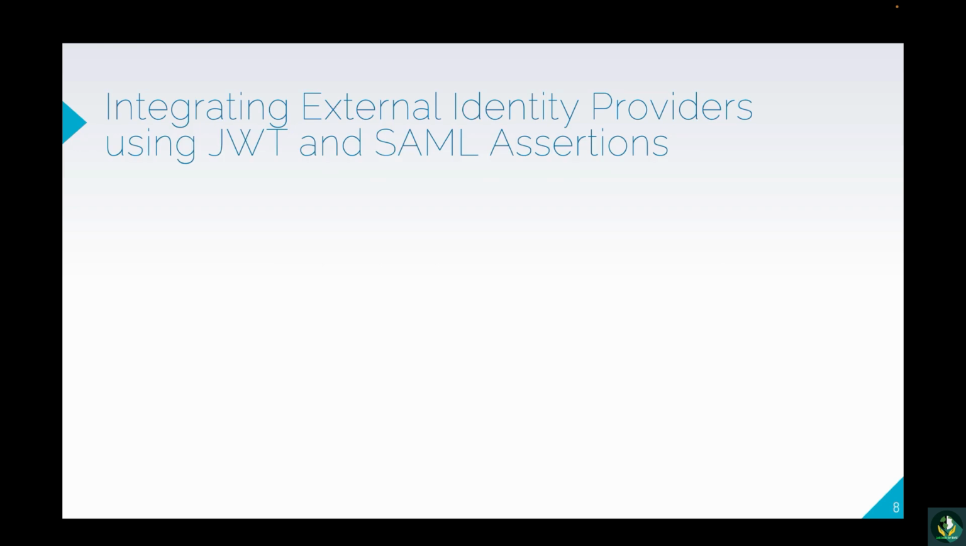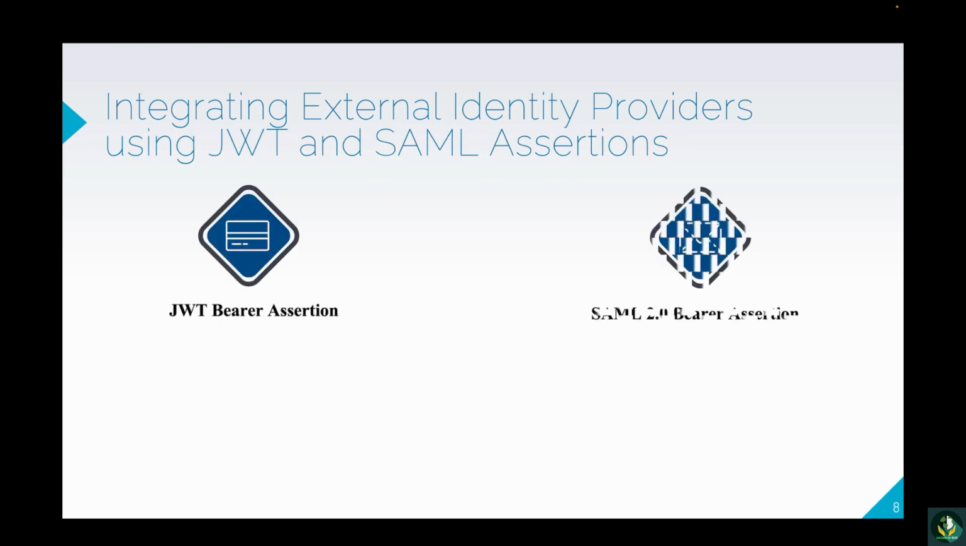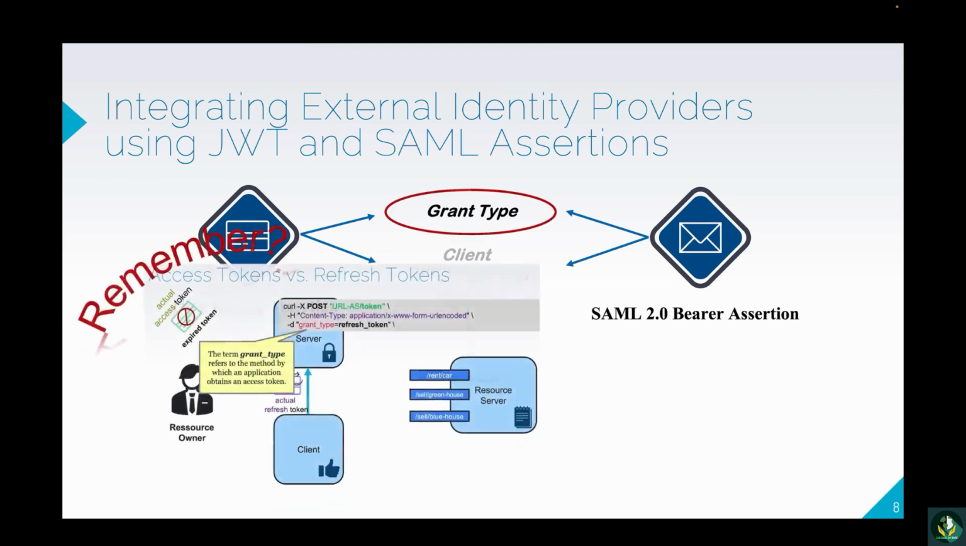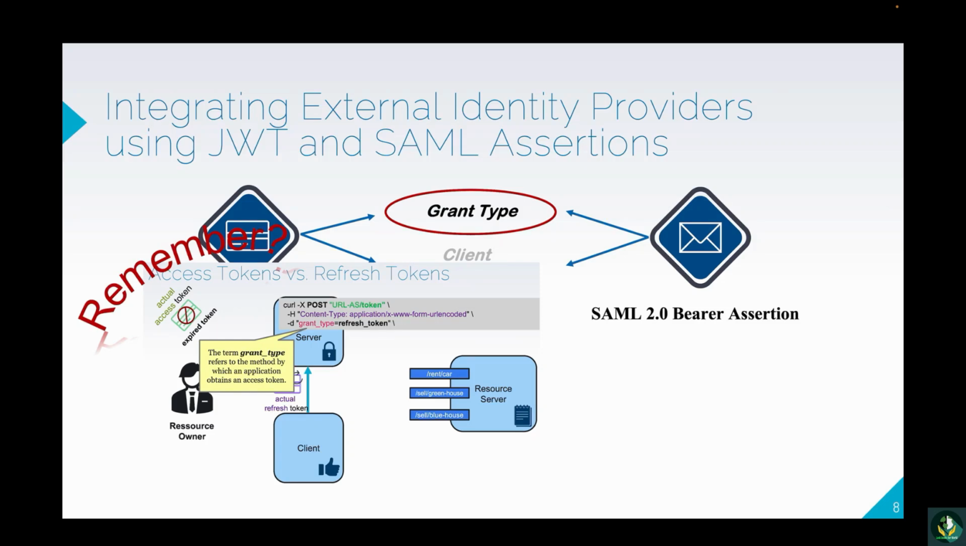There are two main assertion flows in OAuth 2: the JWT bearer assertion flow and the SAML2 bearer assertion flow. These flows can be used in the context of OAuth 2 both as a grant type and as a client authentication method in other OAuth 2 flows, which we will explore in a later lesson. In this lesson, we will focus on these assertion flows as an OAuth 2 grant type. If you recall from previous lessons, grant type refers to the method by which an application obtains an access token.